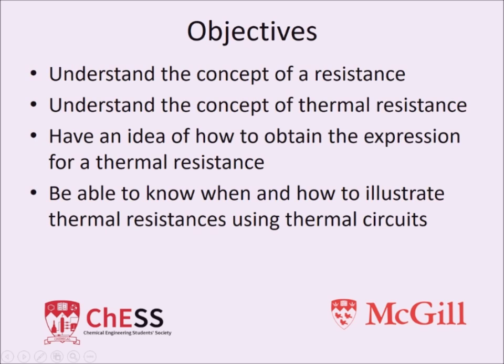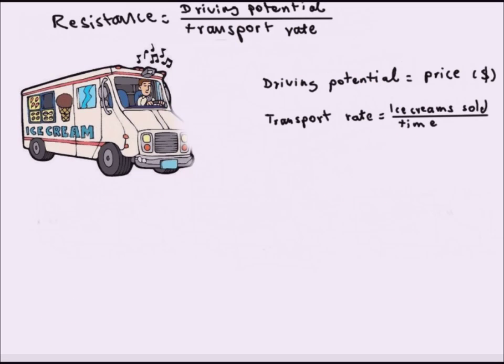So let's get started. Resistance is usually applied to systems where you have the transport of a quantity, and that transport of that quantity is caused by a driving potential. So the resistance is basically the ratio of these two things. Basically, how much of that driving potential you need to achieve a certain transport rate. The units for the transport rate are the amount of quantity that is transported over time, whereas the driving potential can have any units really.